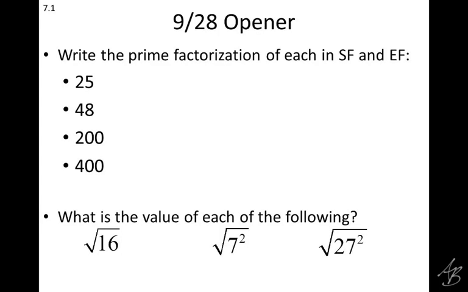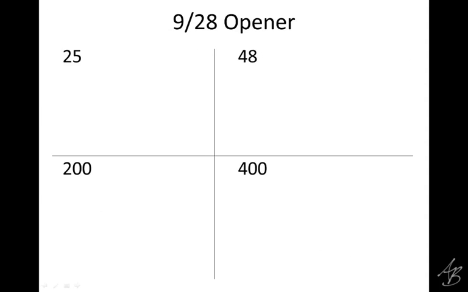So in the opener here, we just want to review those two things that we did last week. The first part, we want to write the prime factorizations of those numbers in standard form. That's what the SF stands for, and exponential form. So who wants to help me with the 25?